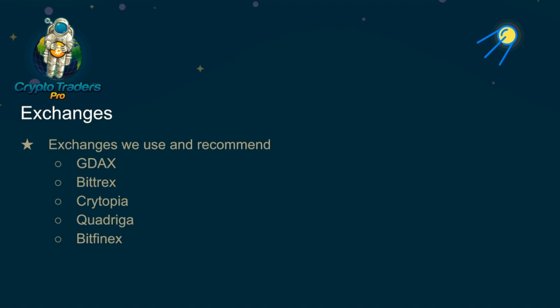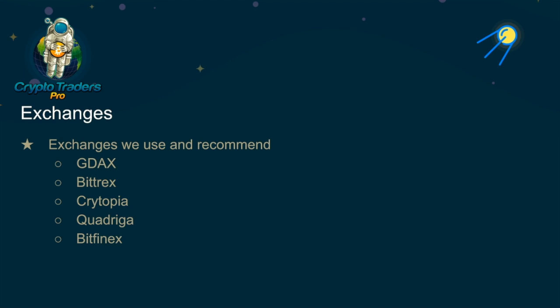Cryptopia is another great exchange. It's a smaller exchange, and it's located in New Zealand. It's New Zealand's exchange, basically. And Cryptopia has a lot of these smaller coins. The volume's a lot lower, and so you're able to find these smaller hidden gems and make great profits if you know how to trade them.